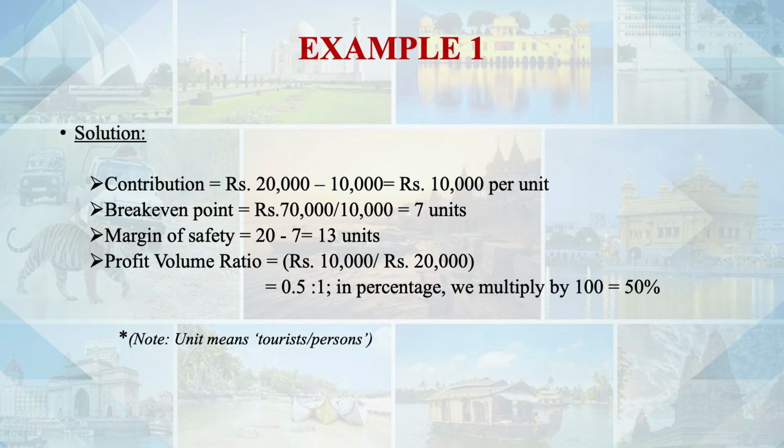Profit volume ratio: 10,000, that is contribution, divided by selling price per unit 20,000. So 50% is the profit volume ratio, which we can then compare with other tour packages. It can be compared with competitors, and then it can be seen whether variable cost needs to be reduced to some extent if possible, or fixed cost needs to be managed by increasing the number of tourists in a group so that per unit cost reduces.